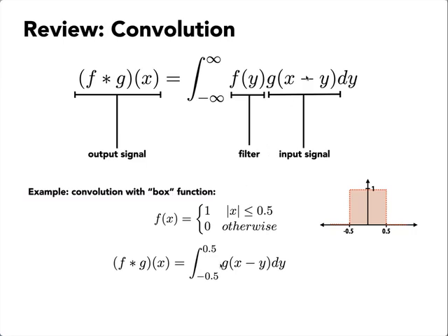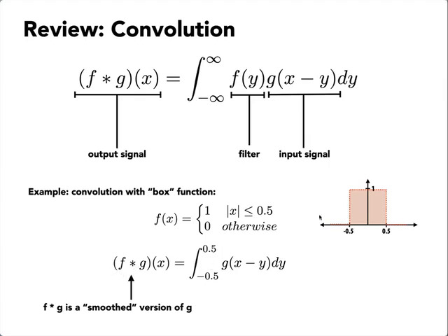And if you substitute it into this equation up here, then we can note that because f of y is only, in this particular case, non-zero between negative half and half, this equation can be simplified down to this: integrate from negative 0.5 to 0.5 of g of x minus y dy. Okay. And so the output in this case, f convolve with g, would be a smooth version of g.